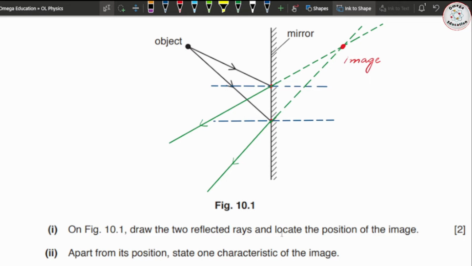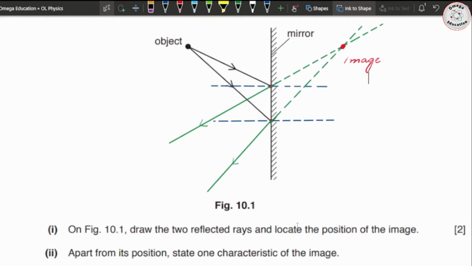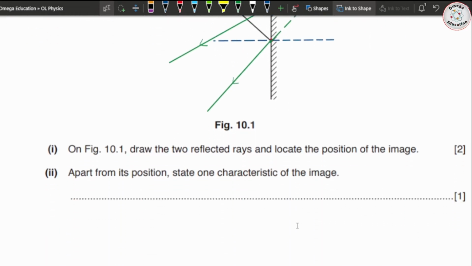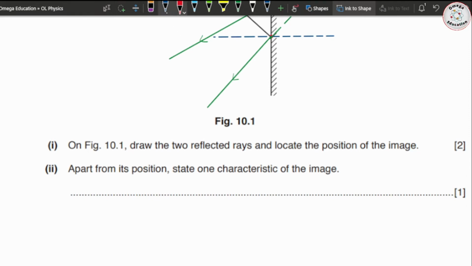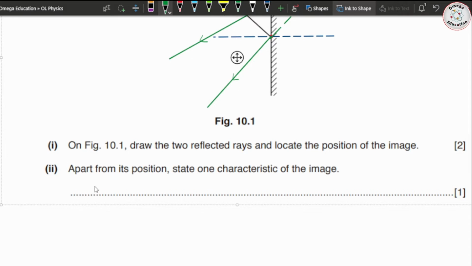So apart from these two characteristics which are related to the position, we can also say that the image is virtual. Matter of fact, any image formed by the plane mirror is virtual because the rays were actually not intersecting. We just extended the rays backward and we made them intersect. So we can write here image is virtual.